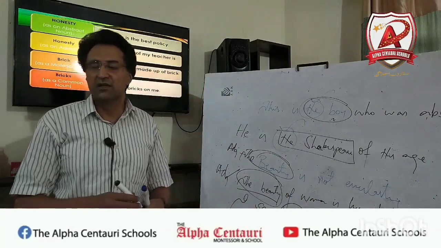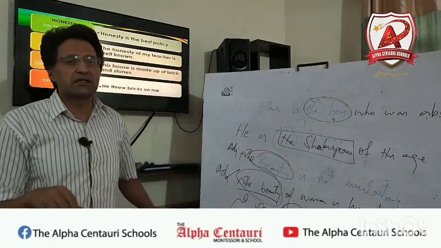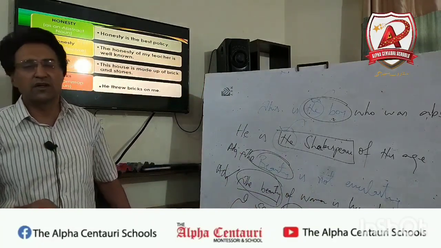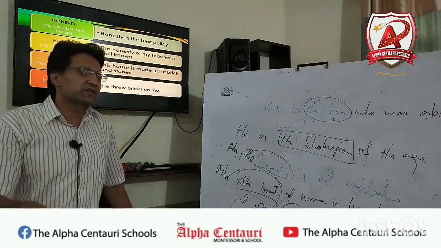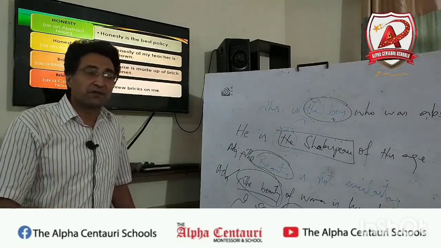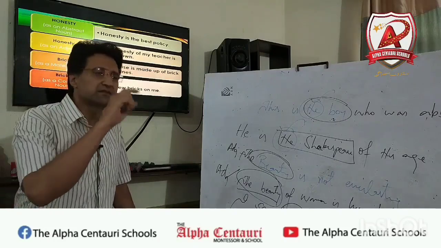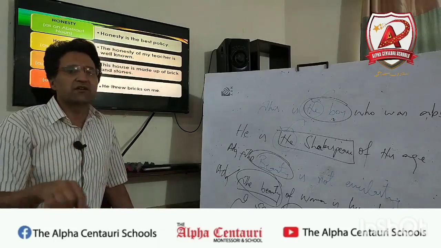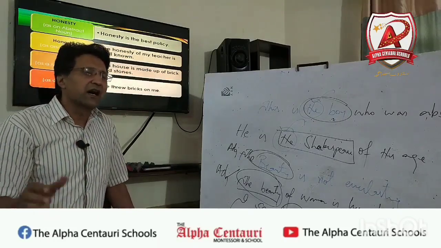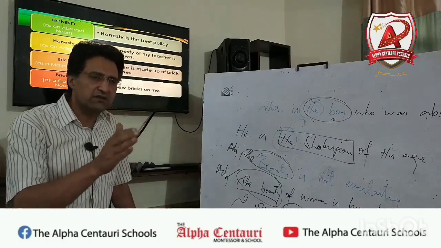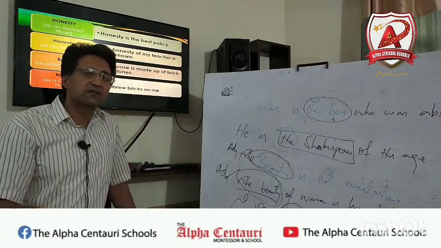Look at the screen now, ji. For example, brick. And honesty, for example, ji. Honesty is the best policy. In the first instance, it is a noun. But when I'm saying the honesty of my friend is well known, the honesty of my teacher is well known, ji, now I attach this honesty with a noun. It has become an adjective.